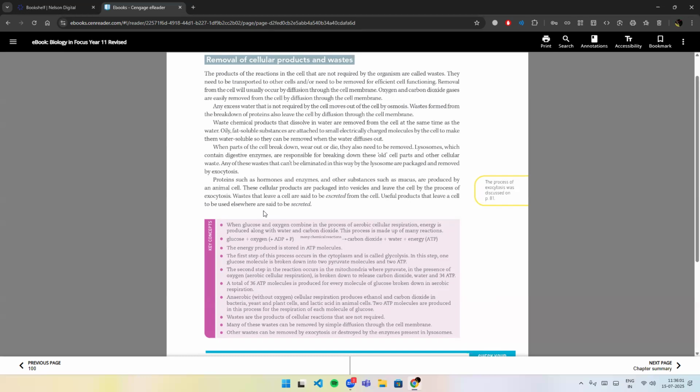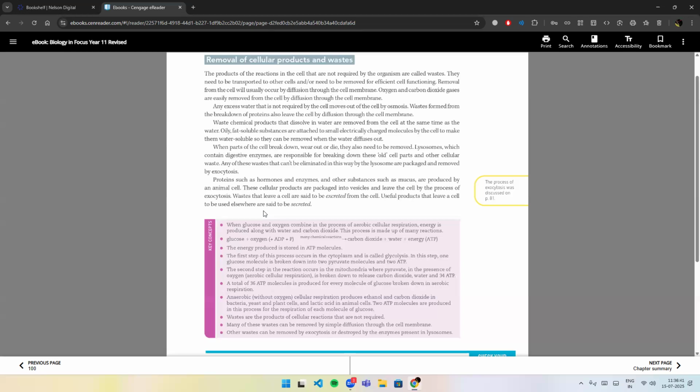Waste chemical products that dissolve in water are removed from the cell at the same time as the water. Oily, fat-soluble substances are attached to small, electrically charged molecules by the cell to make them water-soluble so that they can be removed when the water diffuses out. When parts of the cells break down, wear out, or die, they also need to be removed. Lysosomes, which contain digestive enzymes, are responsible for breaking down these old cell parts and other cellular waste. Any of these wastes that can't be eliminated in this way by the lysosome are packaged and removed by exocytosis.